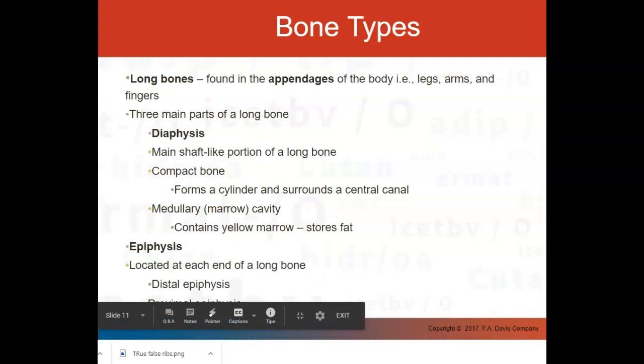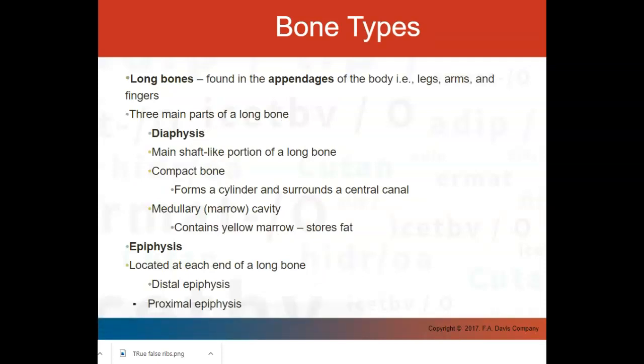Okay, long bones are found in the appendages of the body. Your appendages are your legs, arms, and fingers. There are three main parts of a long bone: the diaphysis, which is the main shaft-like portion of the long bone. Compact bone forms a cylinder and surrounds the central canal, the medullary marrow canal, which contains yellow marrow. Fat is stored in the yellow marrow.